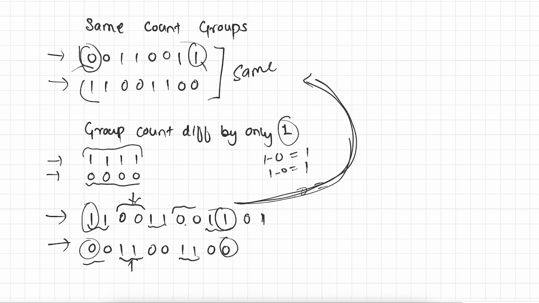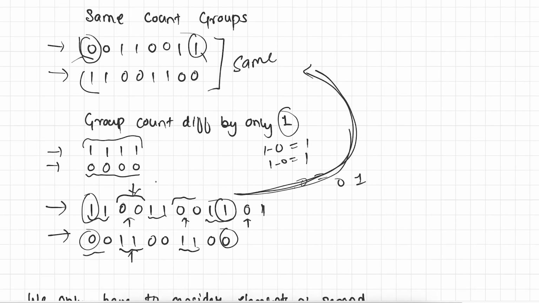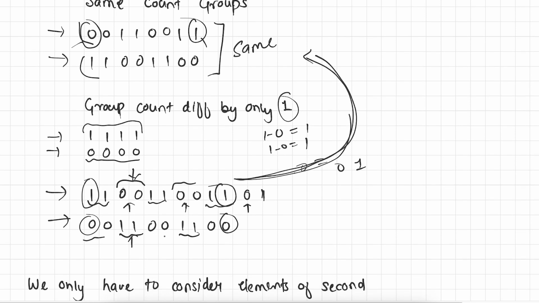Then what happens? The count of groups of 1 becomes 1, 2, 3, 4, and the count of groups of 0s becomes 3. So this time the difference is only 1. And this time also, if we consider the second group of elements, we get the minimum consecutive flips. Okay. The same thing happens with this array also. If we add 1 to it, then the count of groups of 1s is 3 and the count of groups of 0 is also 1. So it is the same as the previous example.